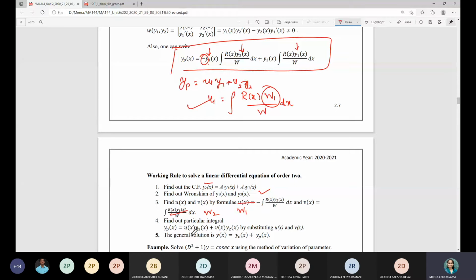After that, substitute it in yp, and then finally the solution, right? So let us start with this example. Solve (D² + 1)y = cosec x using the method of variation of parameters.